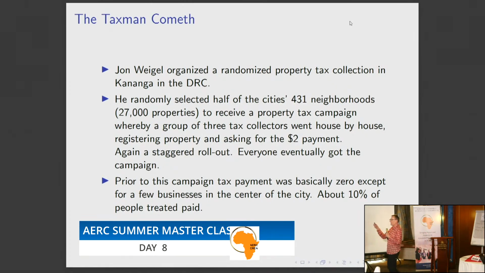And the reason he was able to do this is that when we were working on the Kuba Kingdom and related projects, he got very friendly with local politicians, particularly the governor and the mayor of Kananga. And so he persuaded the governor to allow him basically to introduce this. The governor was thinking about trying to increase taxation, particularly property taxation, and he persuaded him to randomize it.